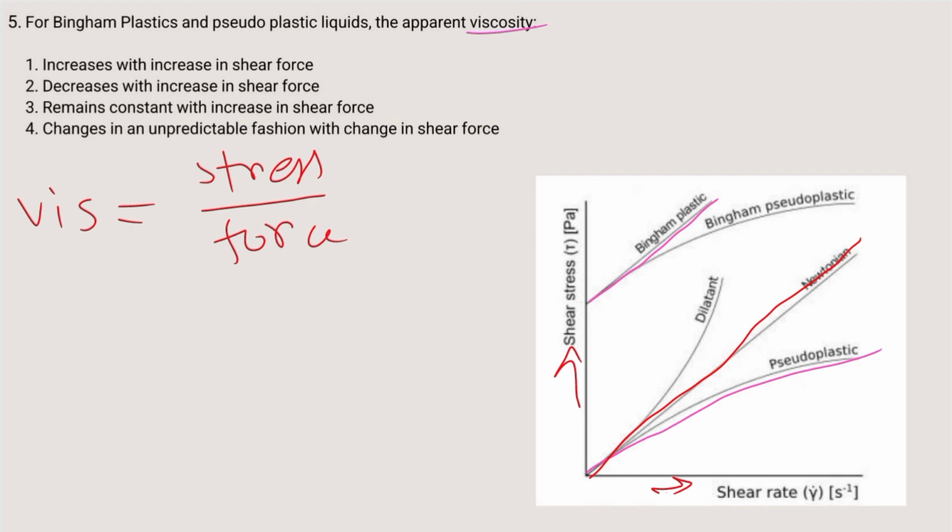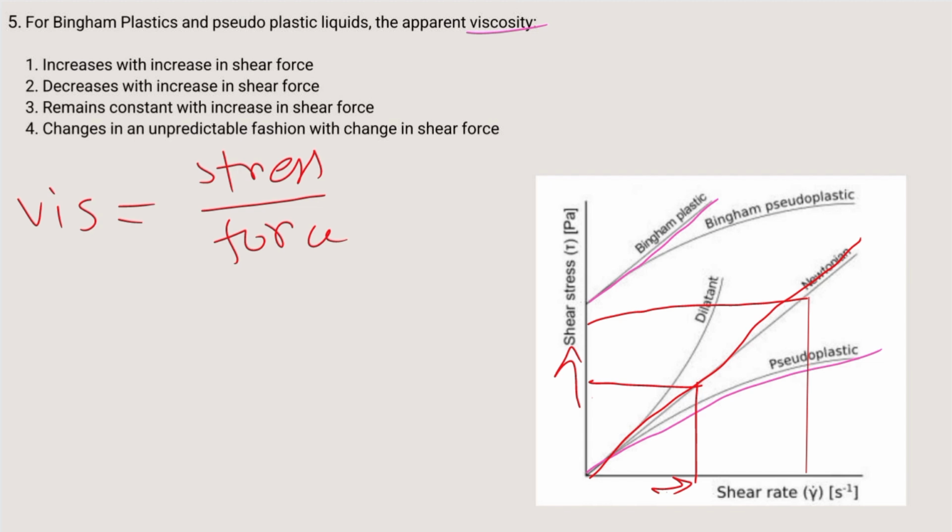That means the ratio of stress to shear force stays constant for every case. Here this is the shear rate and this is the shear stress, and here also this is the shear rate and this is the shear stress. The values will change, but the ratio will remain constant. For Newtonian fluids, as an example you can say water, its viscosity is nearly constant.